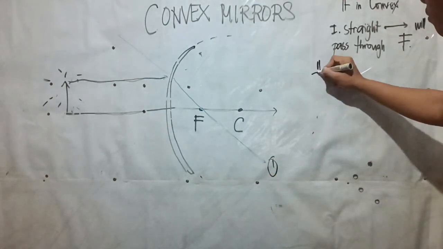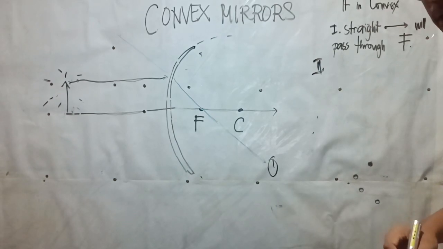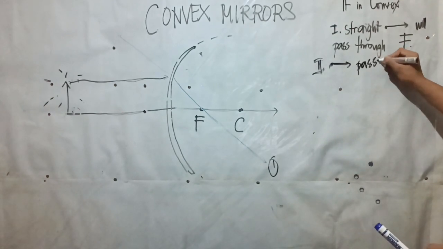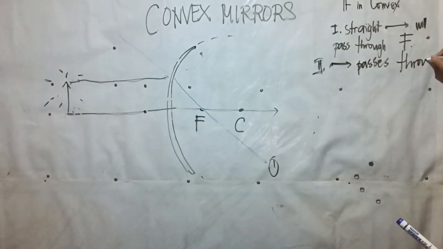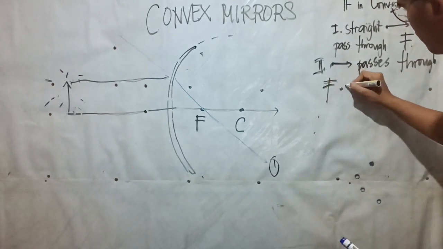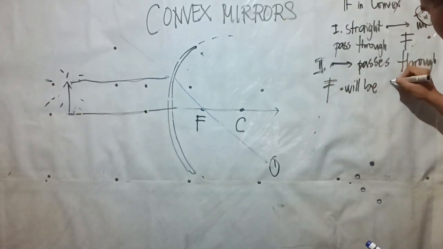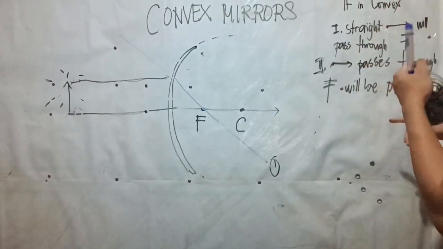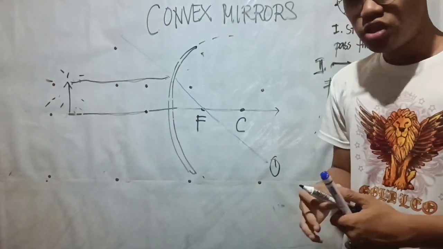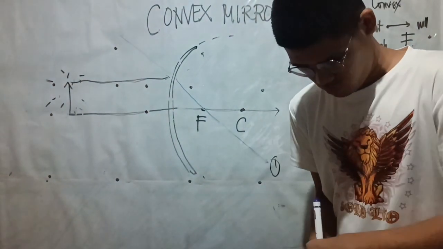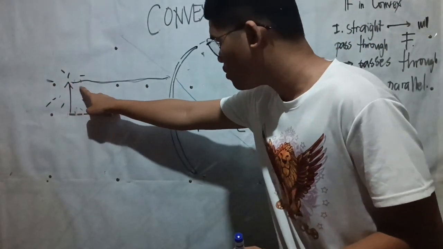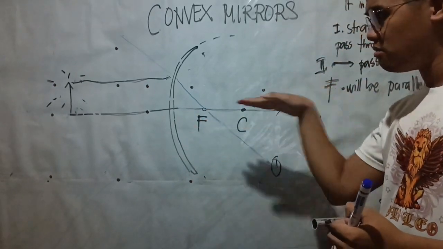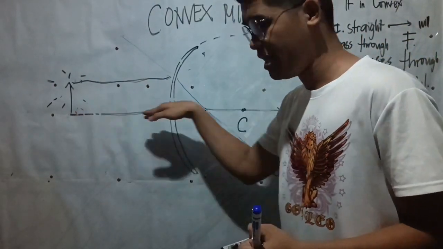Now, our rule number 2: rays that pass through F will be parallel. So, where do we draw this, where do we illustrate this? The ray is like this: there is one ray that will pass through our focal point here, and it will come out parallel to our optic axis.